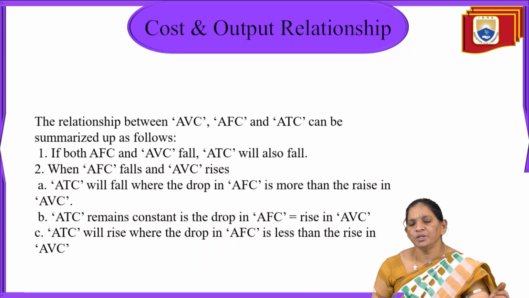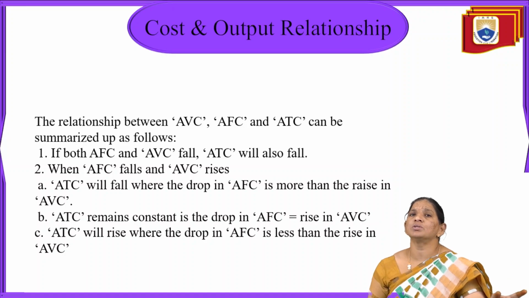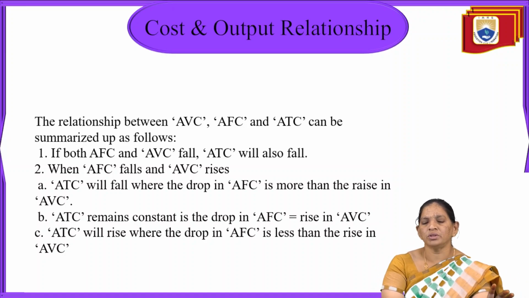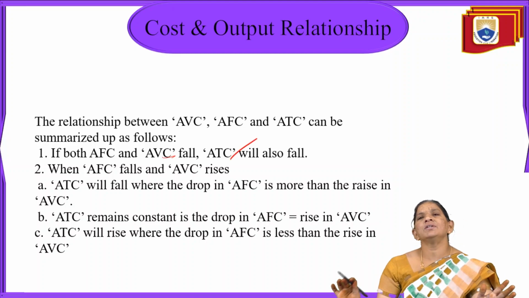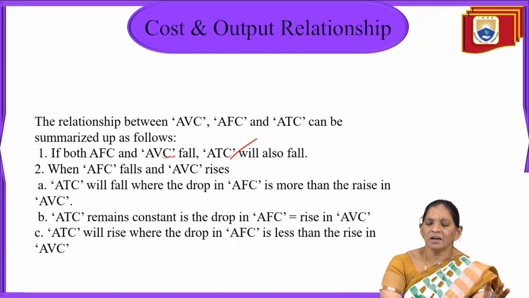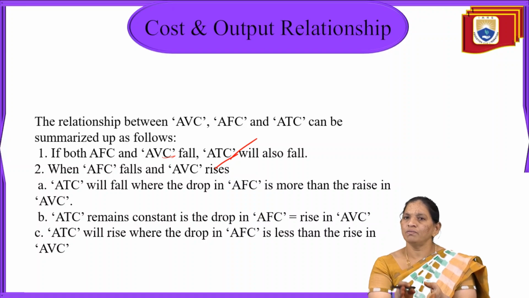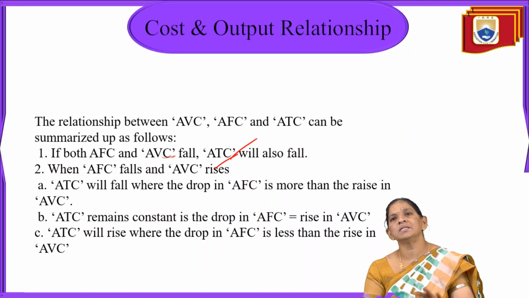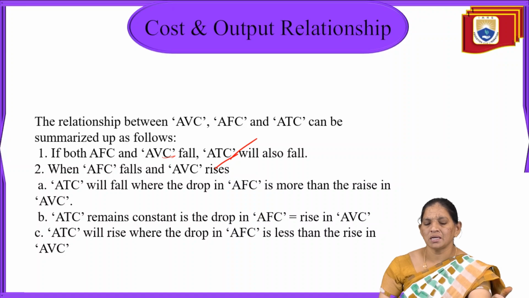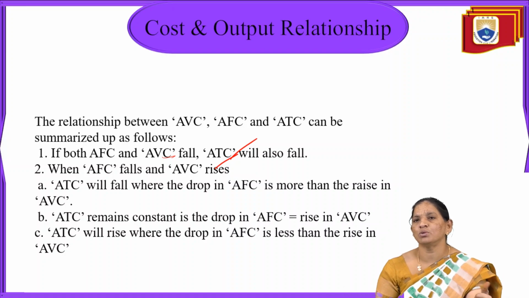So this relationship belonging to the average variable cost, average fixed cost and average total cost can be summarized by saying that if both average fixed and variable costs fall, average total cost also falls. We should summarize saying that when both average fixed and variable costs fall, automatically the average total cost falls. But when average fixed cost falls but average variable cost increases, then at this point the average total cost will fall.